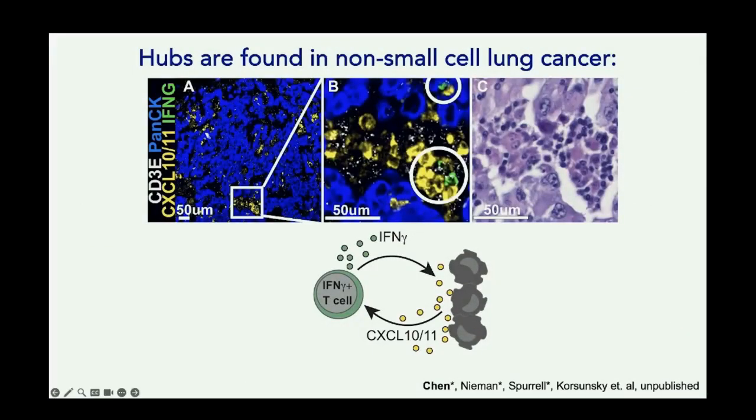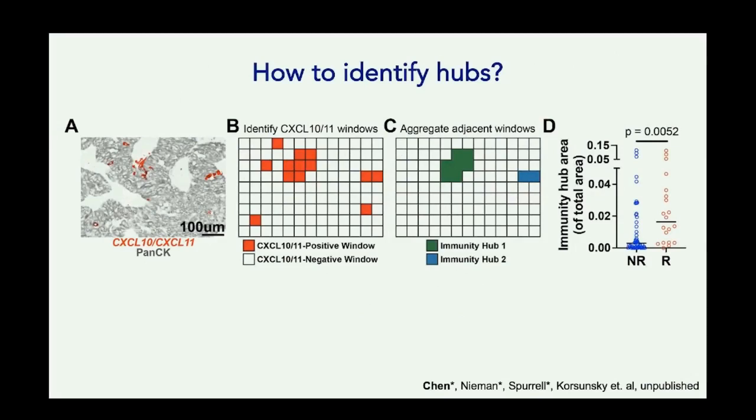So the first thing is we did find that the hubs are present in non-small cell lung cancer with the same markers that we found in colon cancer. And I should say we've looked at a few cancer subtypes now, and it's present in all cancers that we've seen so far. So how do we identify hubs in these patients? Well, we use CXCL10 and 11 expression, shown here as a sum across the tumor, and find areas, making a grid, where we find essentially areas where there are CXCL10 positive, 11 positive regions. And then if they're adjacent, we combine them and call that a window. And we aggregate them, and we call these immunity hubs. And so these immunity hubs are present throughout the tumor if they are.